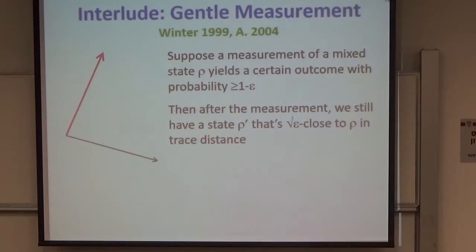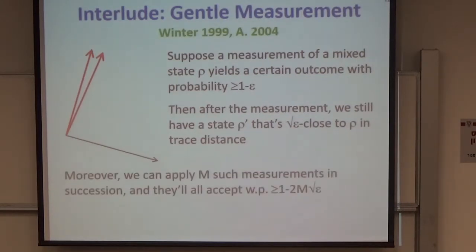Okay, the intuition is, if given knowledge of the state, I can almost perfectly predict the outcome of the measurement, well, that only happens because I'm measuring in a basis where my state is already very close to one of the basis vectors, right? But if it's already very close to a basis vector, then it almost certainly just snaps to that basis vector, right? And the state is only damaged by a little bit.